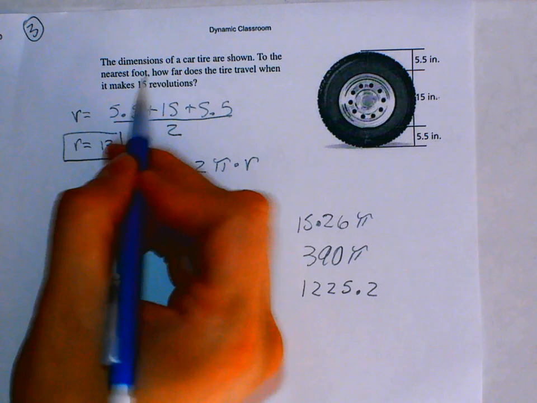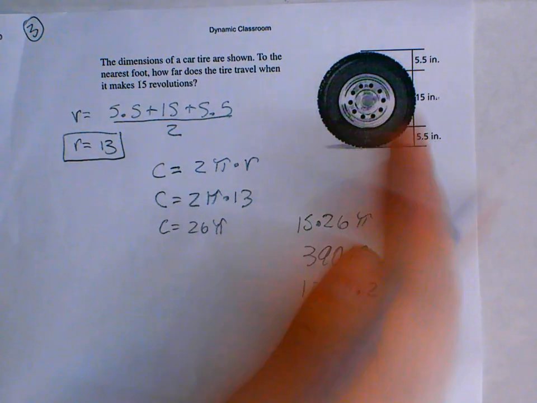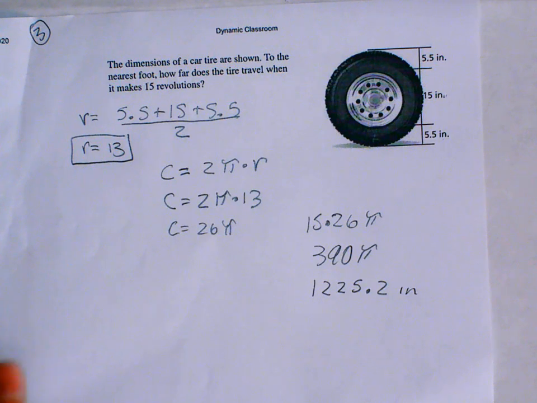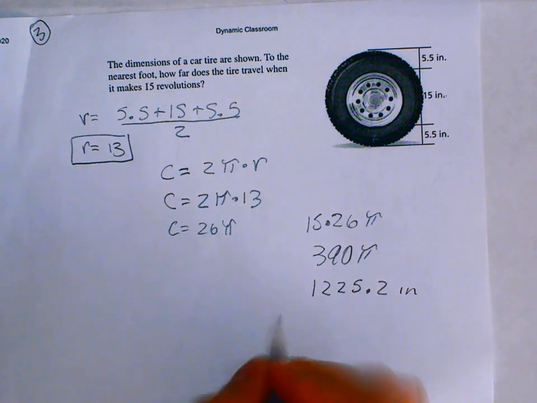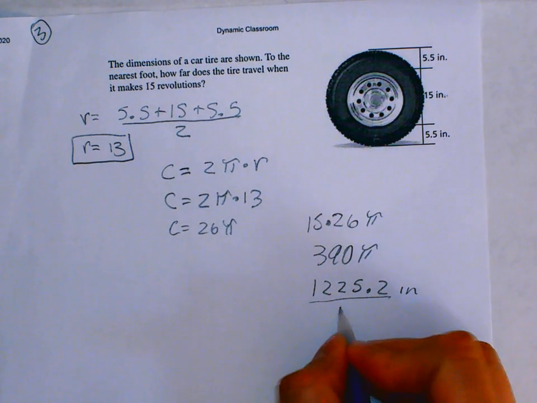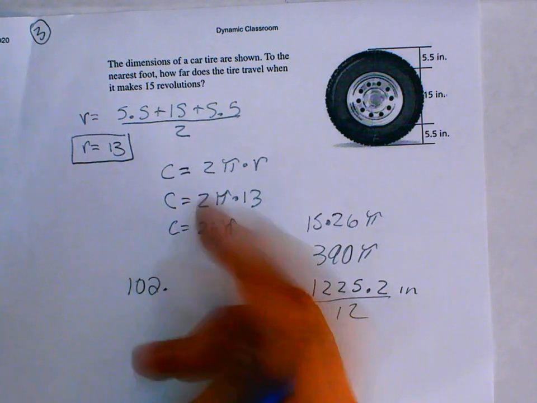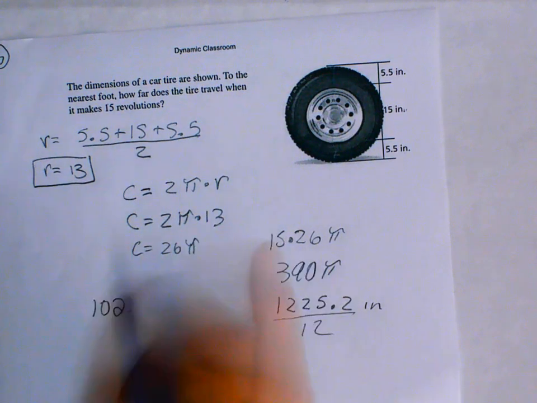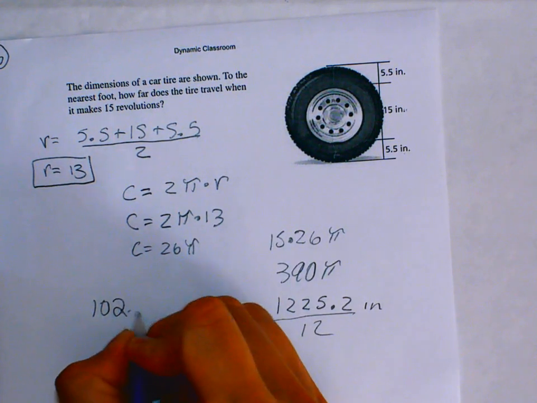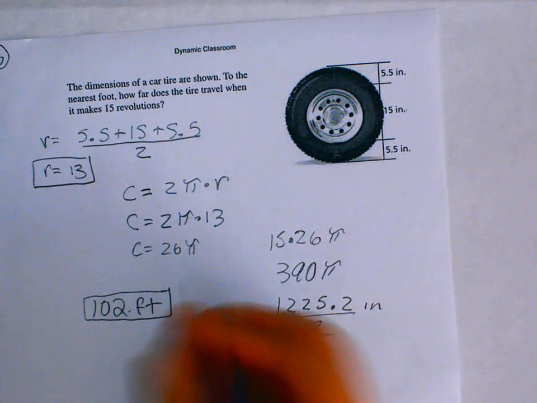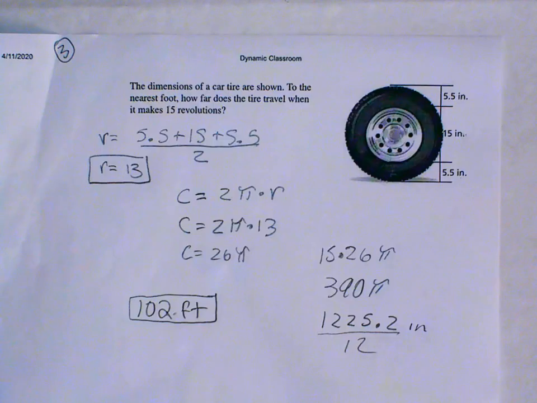Now it says to the nearest foot. So remember, all of this is in inches. So what I have to do is divide this by 12 to get my answer in terms of feet. When I divide this by 12, I get about 102 feet. That is how much distance this tire will make if it makes 15 revolutions.